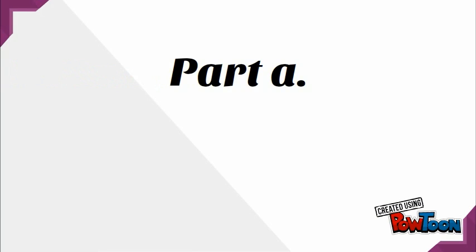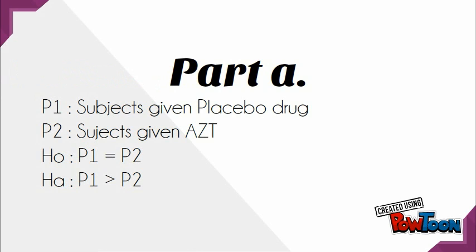For part A, we are to give both our null and alternative hypothesis, of which P1 is the subjects given the placebo drug, and P2 is the subjects given AZT. Our null hypothesis is P1 equals P2, and our alternative is P1 is greater than P2.